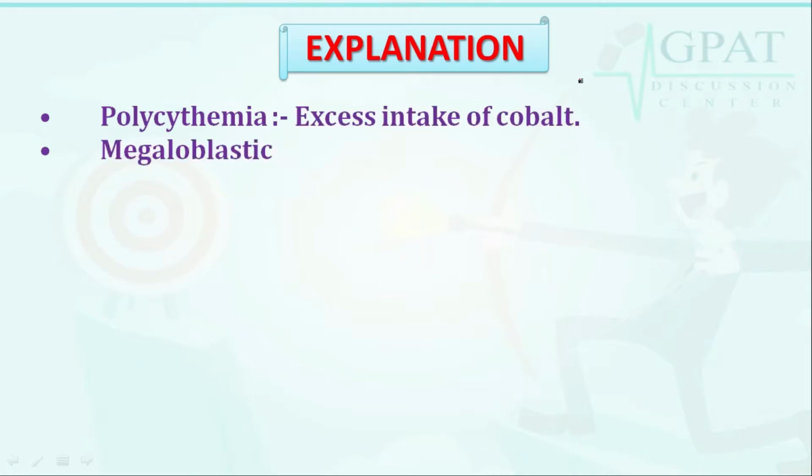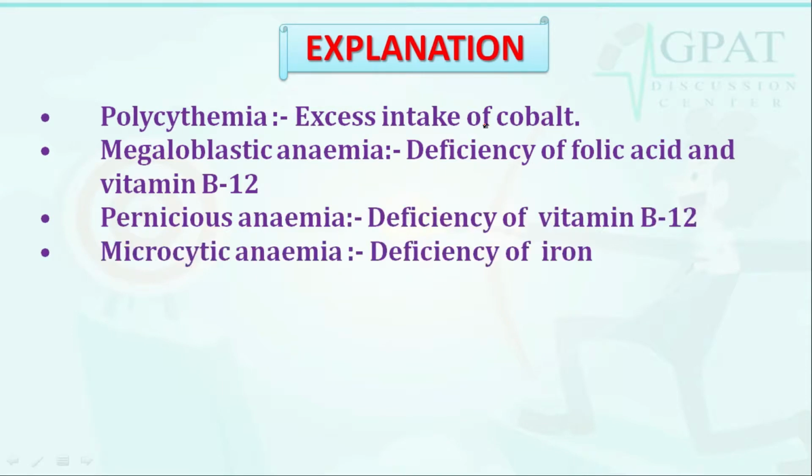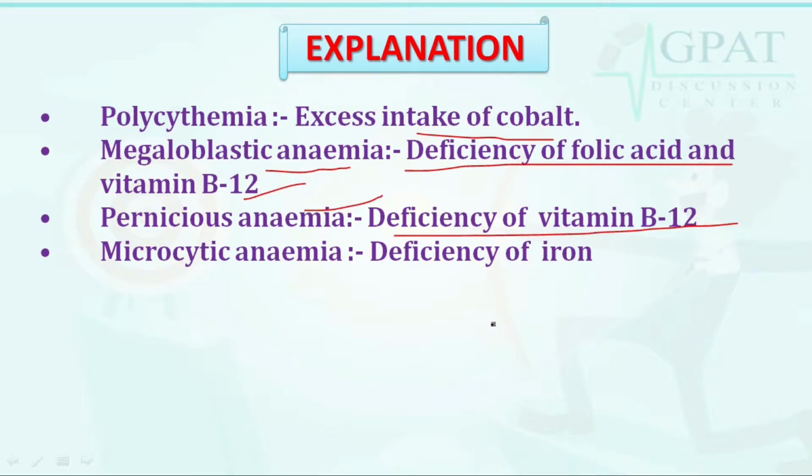So excess intake of cobalt for a longer time leads to polycythemia. Let's discuss with the help of the explanation. Polycythemia is caused by excess intake of cobalt, whereas megaloblastic anemia is due to deficiency of folic acid and vitamin B12, pernicious anemia is deficiency of vitamin B12, whereas microcytic anemia is deficiency of iron. So the correct answer is polycythemia, that is excess intake of cobalt.